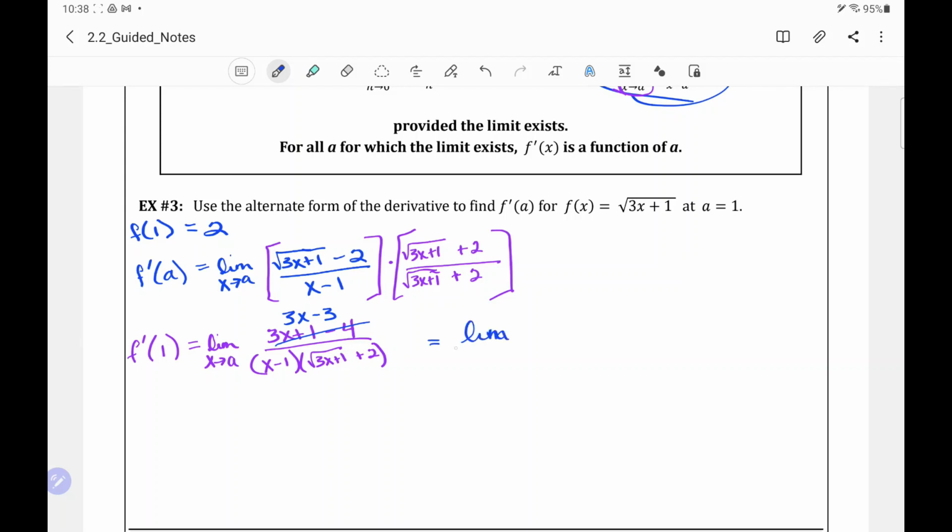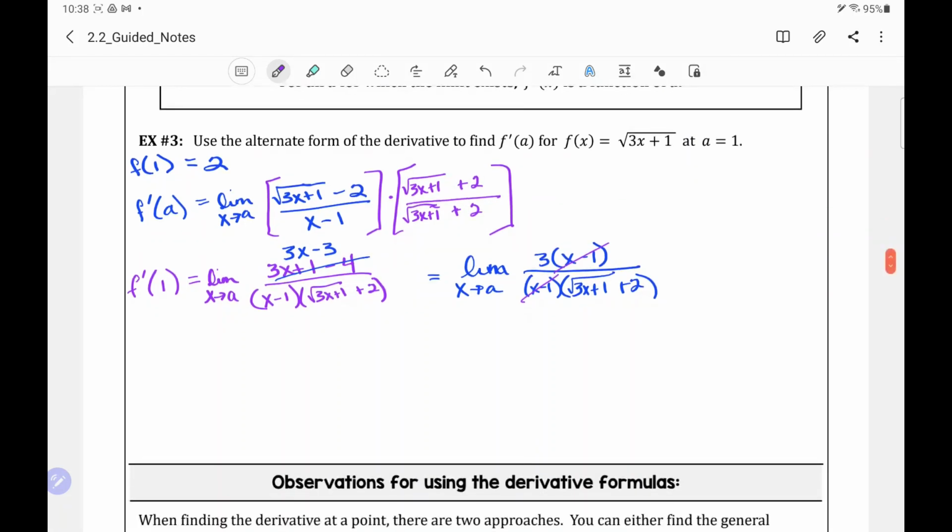The limit as x goes to a. 3x minus 3, I'm going to go ahead and factor that. That's 3 times x minus 1. Why am I doing that? Look at the denominator. We've got something now that we already know is going to cancel out. The square root of 3x plus 1 plus 2. Close that parenthesis. What's going to cancel out? This x minus 1. And we are left with the limit as x goes, see, I don't even need to write x goes to a. X goes to 1. We know what a is. We can stop just calling it a. Of 3 over the square root of 3x plus 1 plus 2.